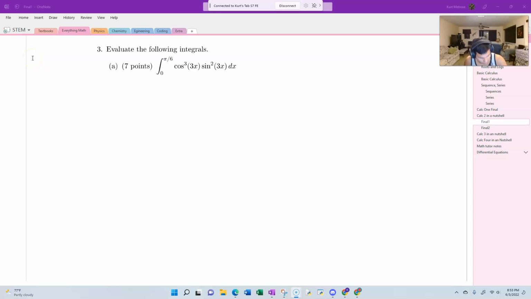Okay, so we got this integral, and we want to integrate it. And truthfully, we got to use a u sub, and then another sub, and a trig identity. So there's going to be a lot of things happening here, and we got to be careful. We don't want to mess anything up.